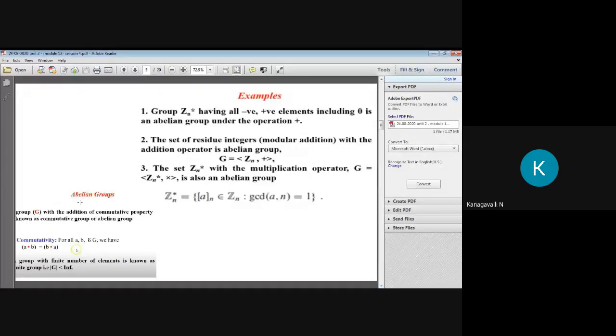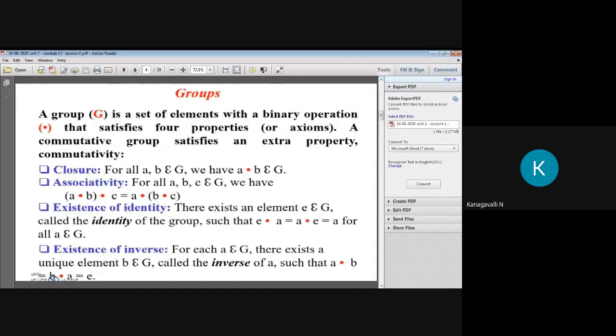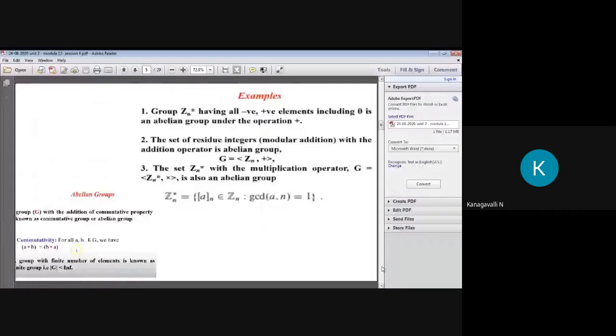Now, an abelian group: a group G with the addition of the commutative property is known as a commutative group, or abelian group. It satisfies an extra property, commutativity, on top of all four properties. So you have to rewrite: in the previous slide we wrote a, b, c, but here you perform it with only two elements, a dot b equal to b dot a.